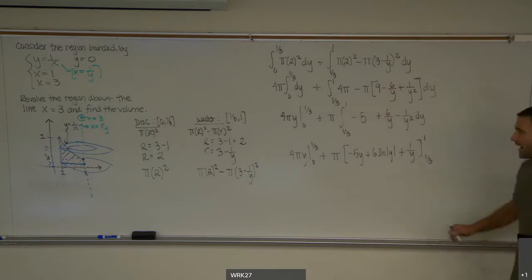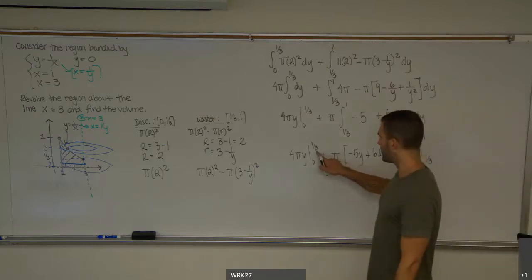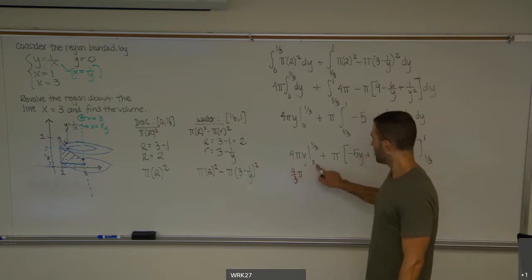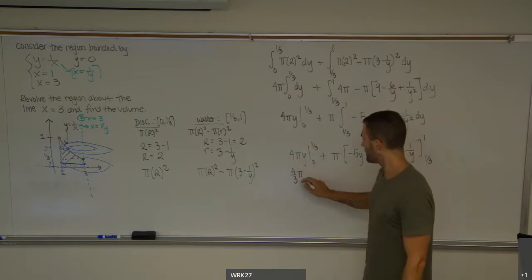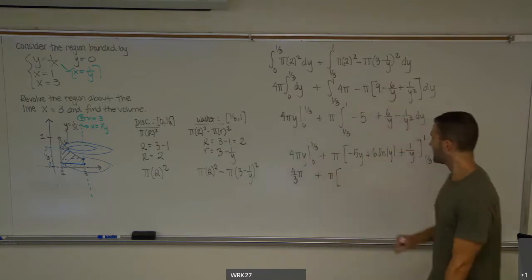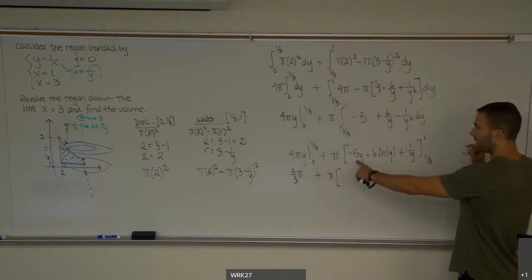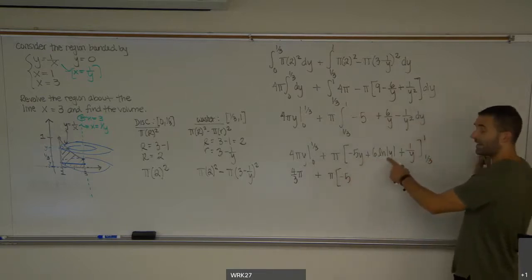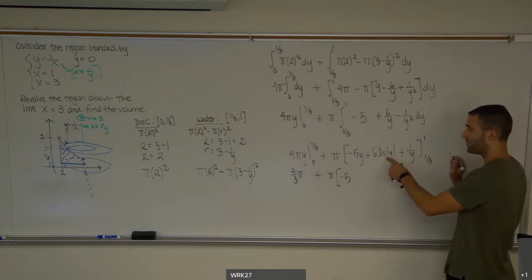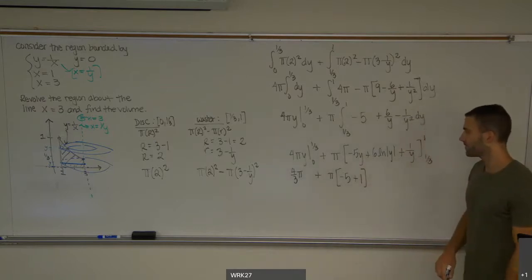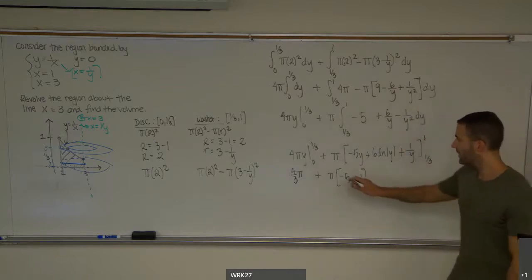And so now we can evaluate this. So let's go ahead and do it. We get 1/3 here, plugging in, we get 4/3 pi minus 0. So we have 4/3 pi for the first one, plus pi times, let's see, when we plug in 1, we get -5 plus 6 times ln of 1, but ln of 1 is 0. So we get 0 here for that second term, plus 1. That's when we plug in 1.